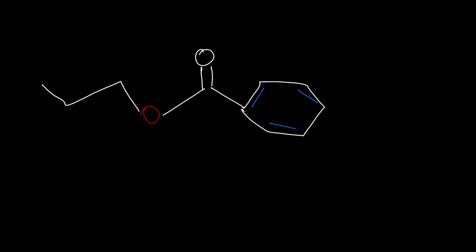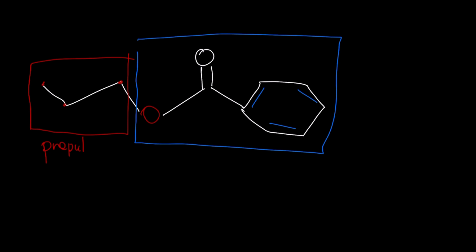So now how do we name this compound? As you can see, on the side with no oxygens, we have 3 carbons, so that's propyl. On the side with the ester functional group, we have a benzene ring and an extra carbon. A benzene ring and an extra carbon is called benzyl, and when you have the ester, it's going to be called benzoate. So we're going to have propyl benzoate.